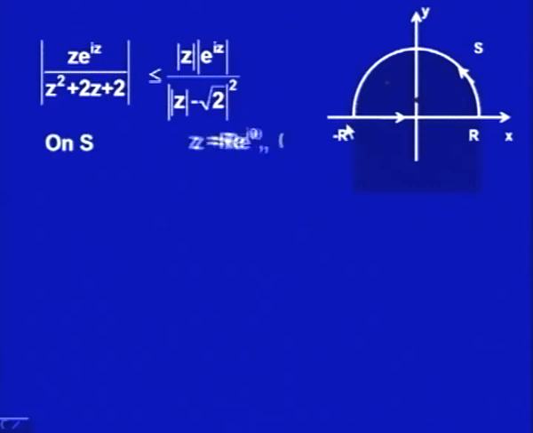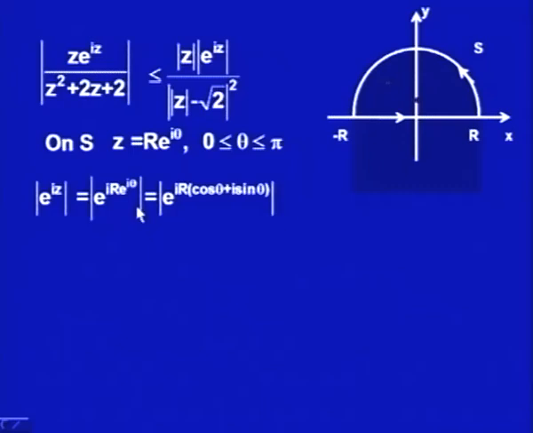On this semicircle S, we can use the parametric representation. On S, z I could write as r into e to the power i theta, for this fixed r, and theta ranging from 0 to pi. This is the parametric representation of my semicircle. Now, we want the bound on this semicircle only.